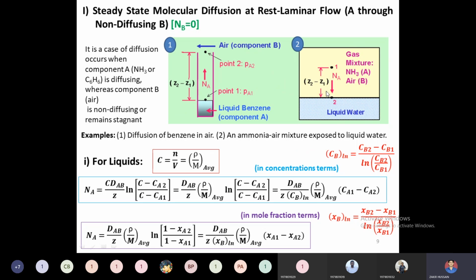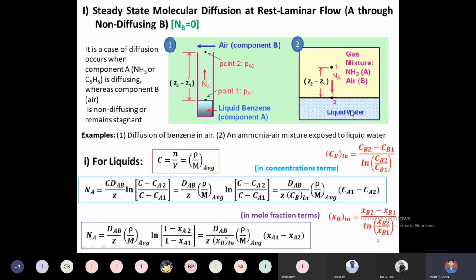Okay, then for the gas phase example, the transfer of NH3 from an air and NH3 mixture to water. So in this case, an air and NH3 gas mixture is there, in which NH3 is getting transferred into the liquid phase, which is the water. Here B, which is air, is remaining stagnant. It is not dissolving in water at all.